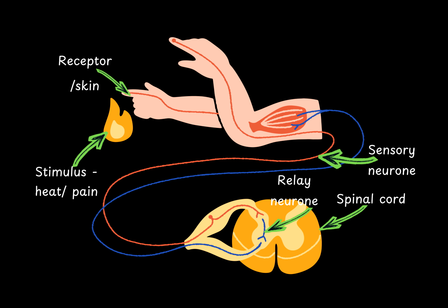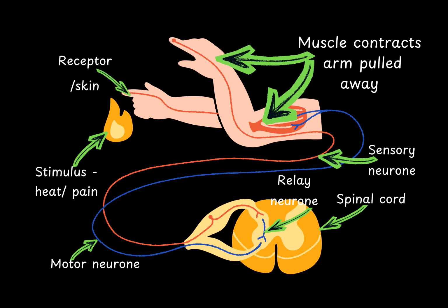In order for the impulse to move from the sensory neuron to the relay neuron, neurotransmitter chemicals or substances will diffuse across and bind to the relay neuron and generate the impulse in the relay neuron. Right? The impulse will then be passed on to the last neuron in the arc, which is called the motor neuron. The motor neuron is linked to the effector, and in this case, the effector is the muscle. And what will happen? The muscle will contract and the arm will be pulled away.